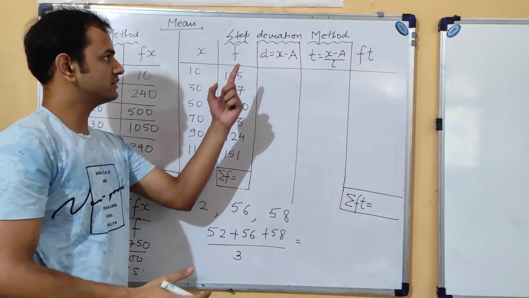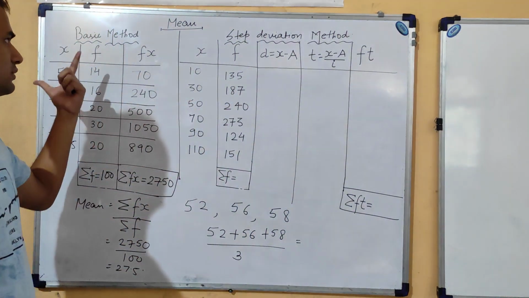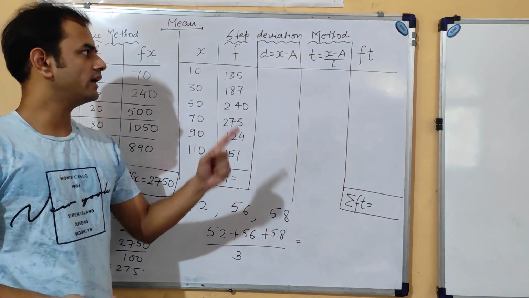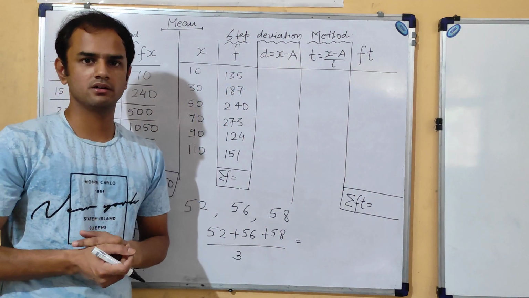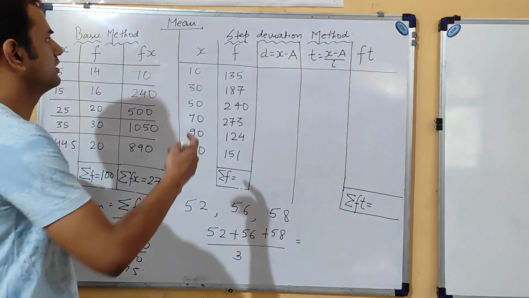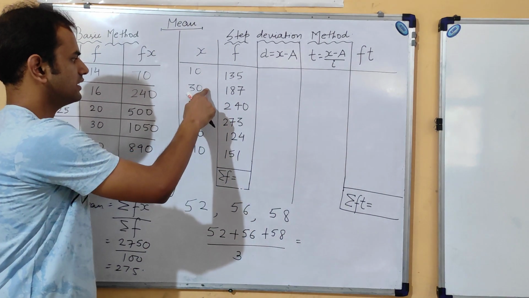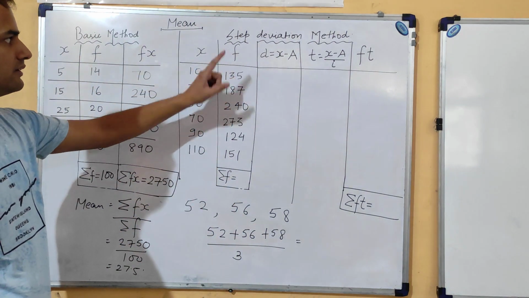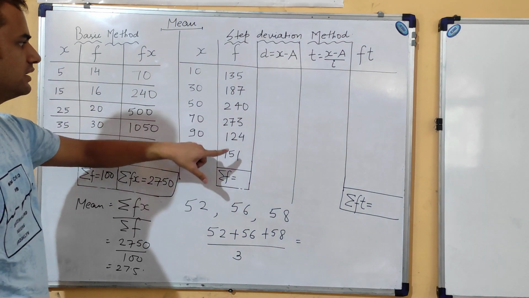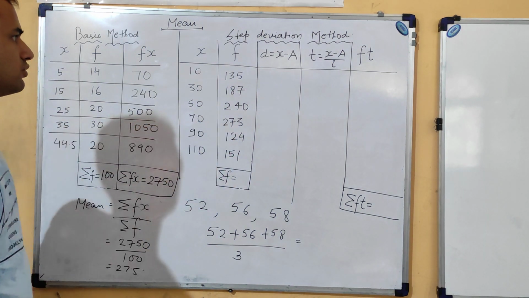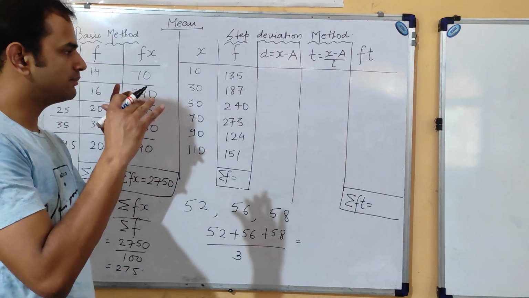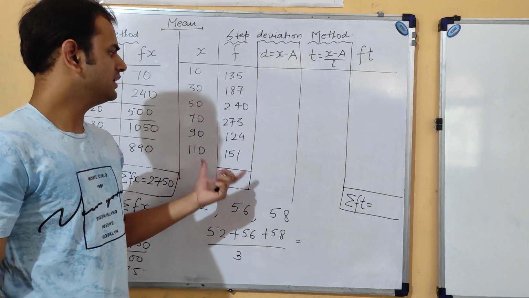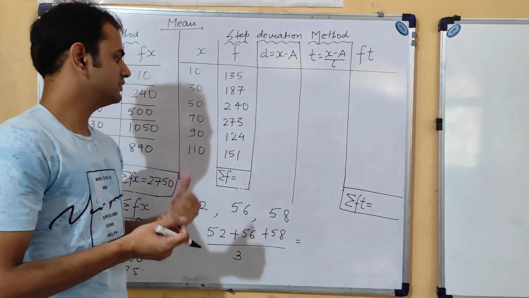Now why have they invented this step deviation method? We can solve the question by the basic method only. You can apply the basic method in all the questions. So why use the step deviation method? Sometimes the values of variables are 10, 30, 50, 70, 90, 110, but the frequency values are too large, like 240, 273, 124. In this situation, they have developed the step deviation method just to minimize the calculation.